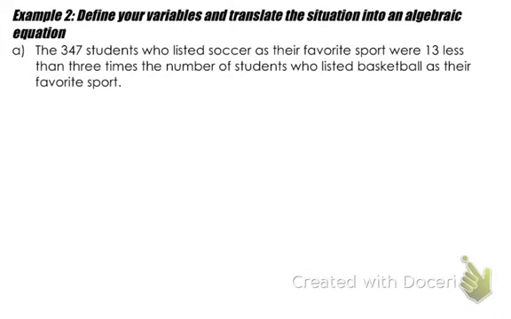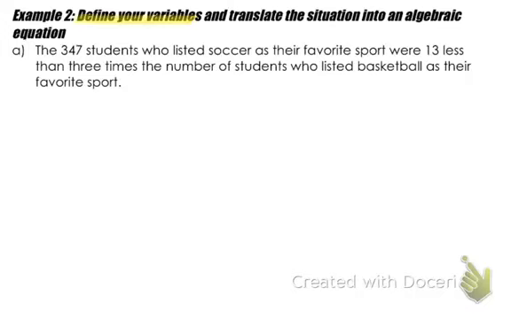In example 2, we have to define our variables and translate the situation into an algebraic equation. The 347 students who listed soccer as their favorite sport were 13 less than 3 times the number of students who listed basketball as their favorite sport. So we have to define it and then translate it. So we have to define our variables.